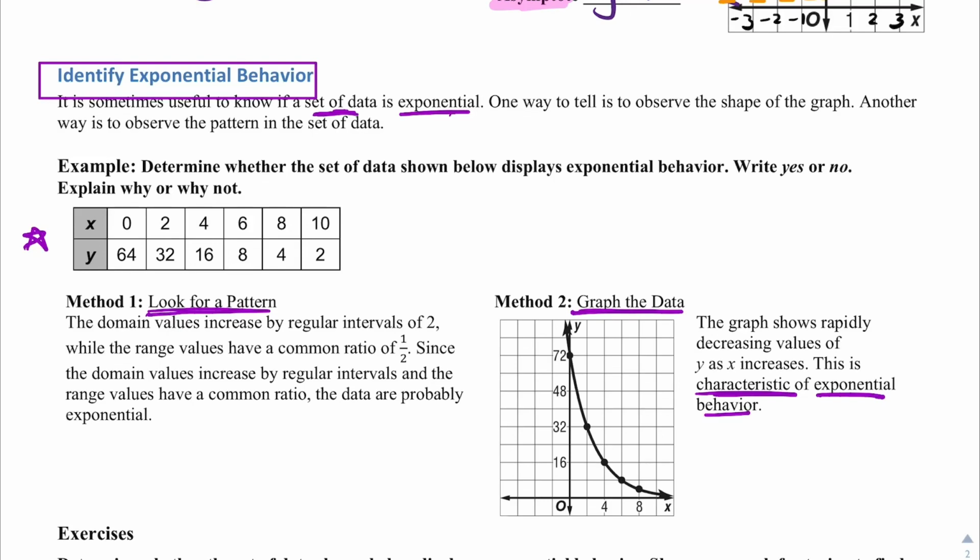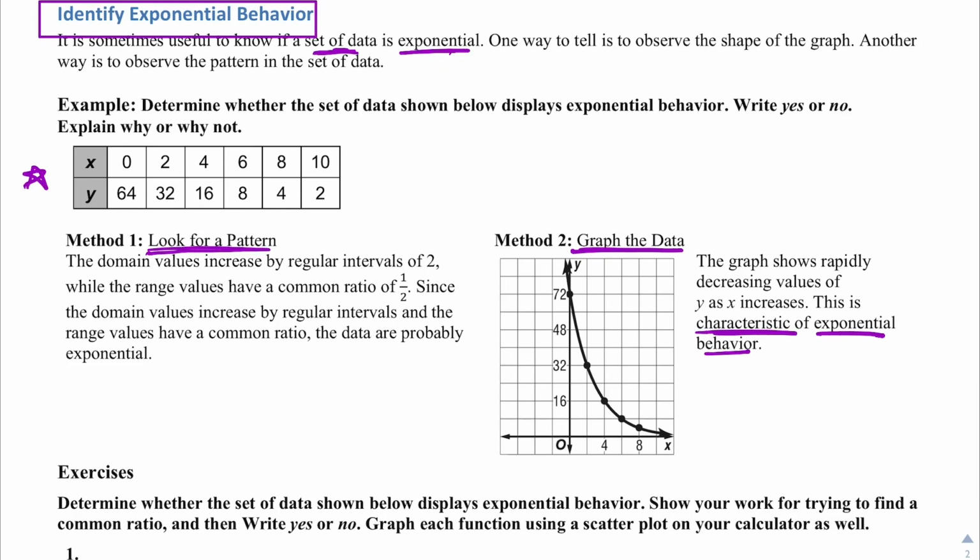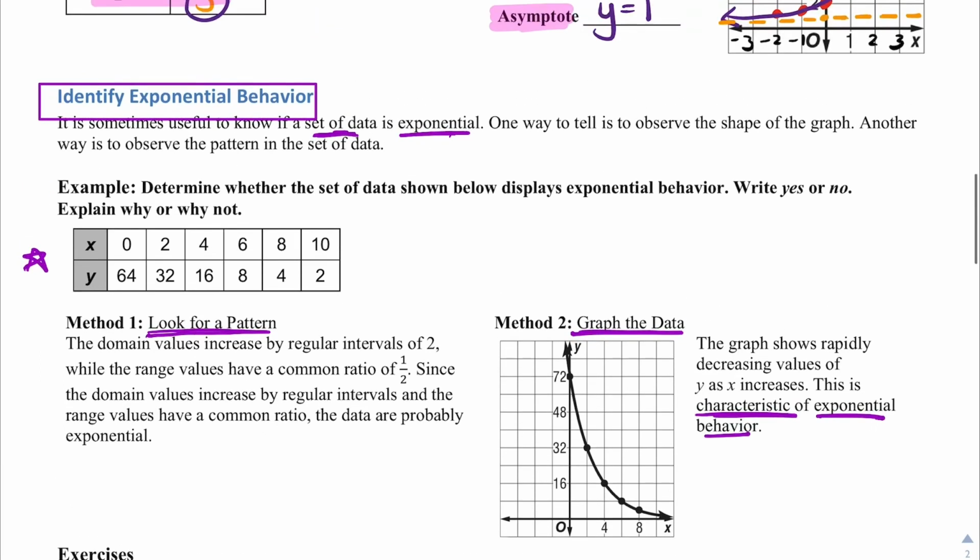But if we can avoid drawing the graph, which is pretty time consuming, that would be great if we could just find a pattern. So let's have a look at this example that's done. You're looking for domain values that increase by regular intervals. So in this worked example, if you look carefully, the x values go up in regular repeated intervals. So each time 2 is being added, plus 2, plus 2, plus 2 each time.